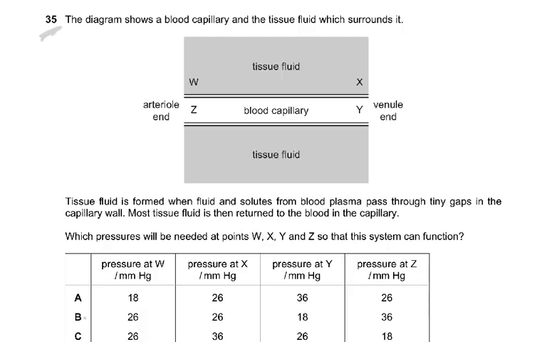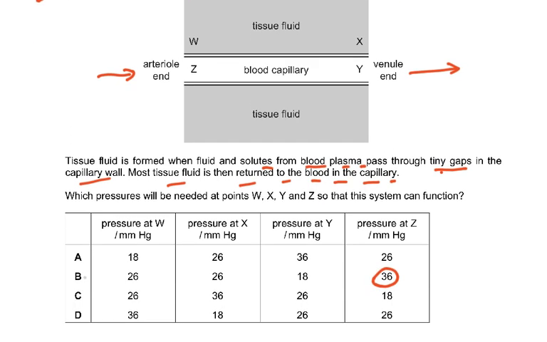Now question number 35, a very challenging, very difficult question. The diagram shows a blood capillary and the tissue fluid surrounds it. We have W, Z, X, Y, and blood at the arterial end of the capillary, so it's coming in here and going out through the blood capillary. Tissue fluid is formed when fluid and solutes from blood plasma pass through tiny gaps in the capillary wall. Most tissue fluid is then returned to the blood in the capillary. Which pressures will be needed at points W, X, Y, and Z? The important thing was that Z would have the highest pressure. The others are all wrong. So the answer is B.